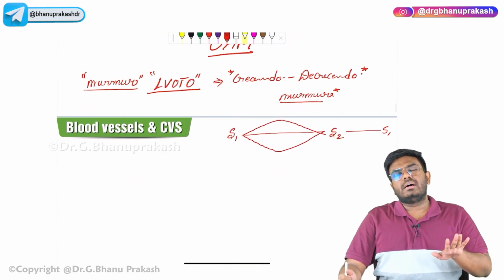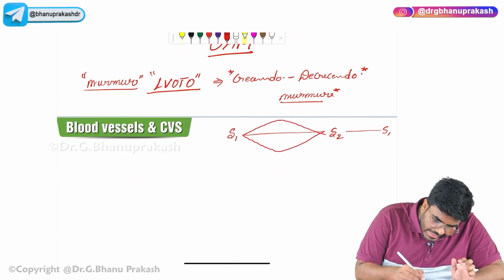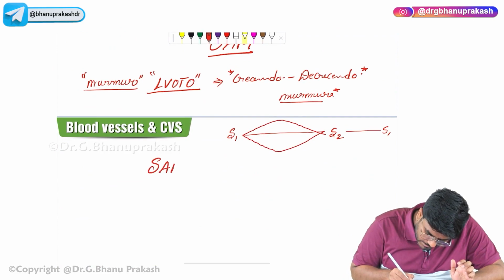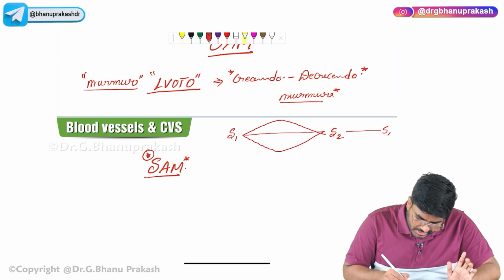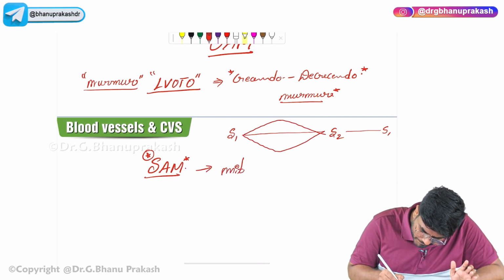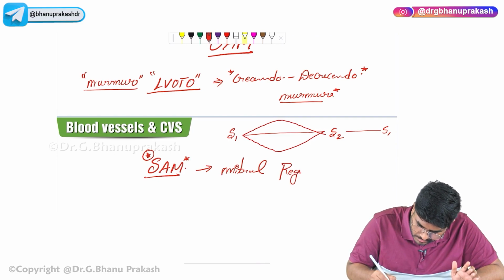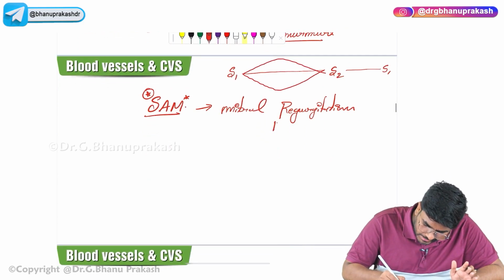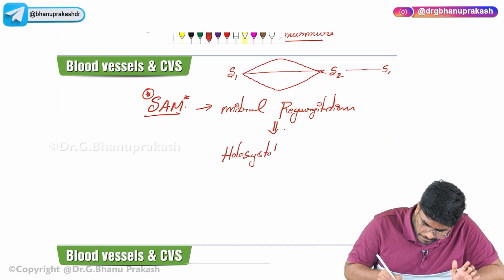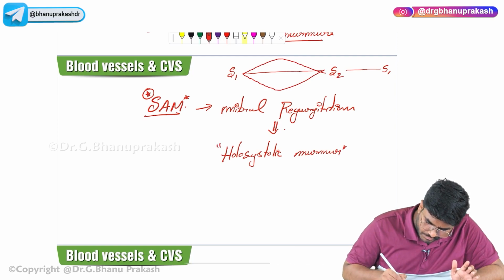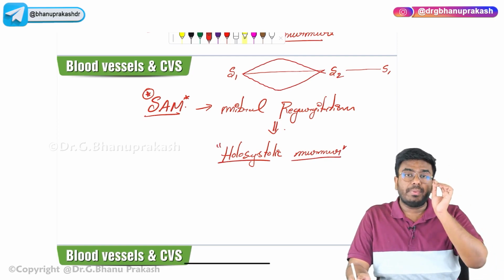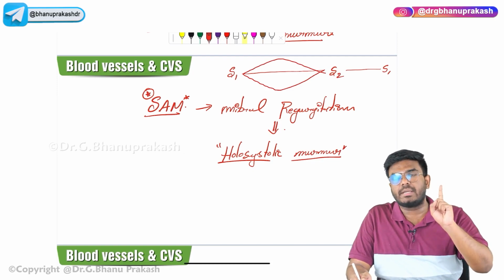Along with that, because of this SAM, systolic anterior movement of the mitral valve, there is also mitral regurgitation. Remember, there is mitral regurgitation. See, this mitral regurgitation can lead to a holosystolic murmur. Holosystolic murmur means that during the complete systole, the blood is getting regurgitated back into the left atrium.